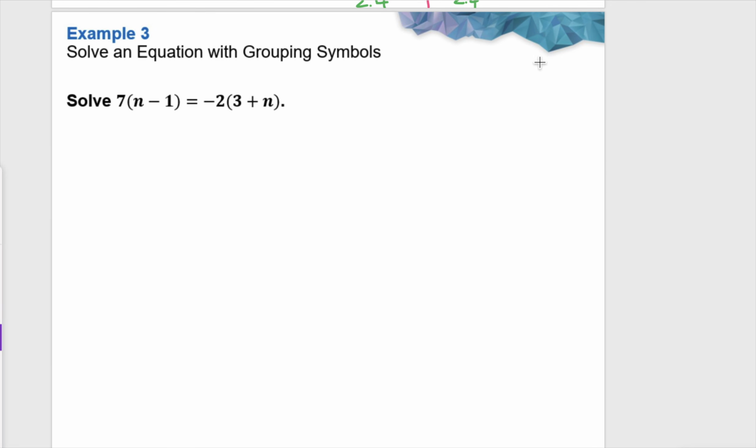Example 3 is when we're starting to pull in the distribution, so don't call me after midnight. If you want to pause right here and try this one on your own, that'd be great. So see if you can pause here, go through your steps, and then play when you're ready to check.